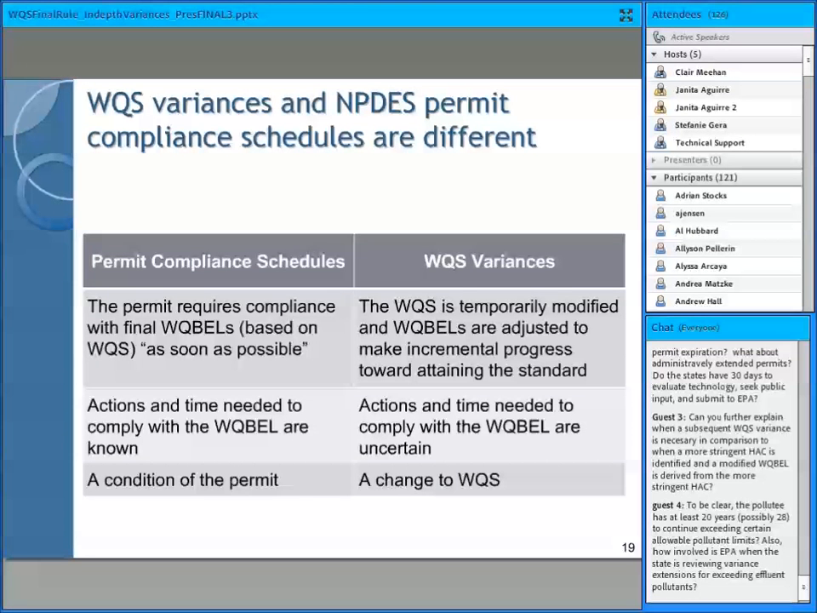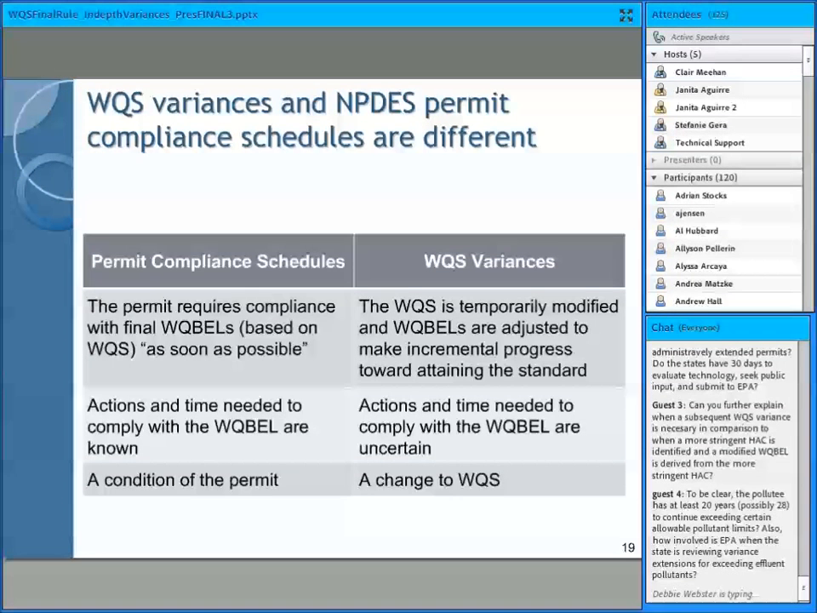Second, a compliance schedule may only be used in situations where the actions and time needed to comply with the water quality-based effluent limit are known. A compliance schedule is not appropriate based solely on the time needed to develop a total maximum daily load or to conduct a use attainability analysis. A variance may be appropriate when the long-term feasibility of achieving a water quality-based effluent limit based on the water quality standard is uncertain, and more time is needed to determine whether or not it is attainable, and if not, what is the highest attainable designated use.